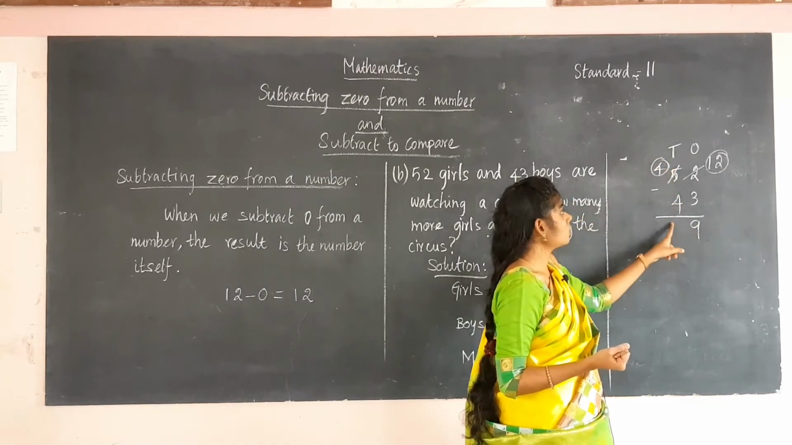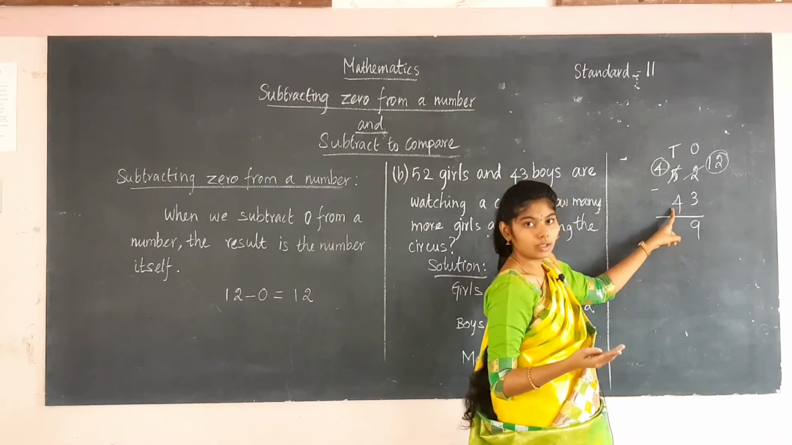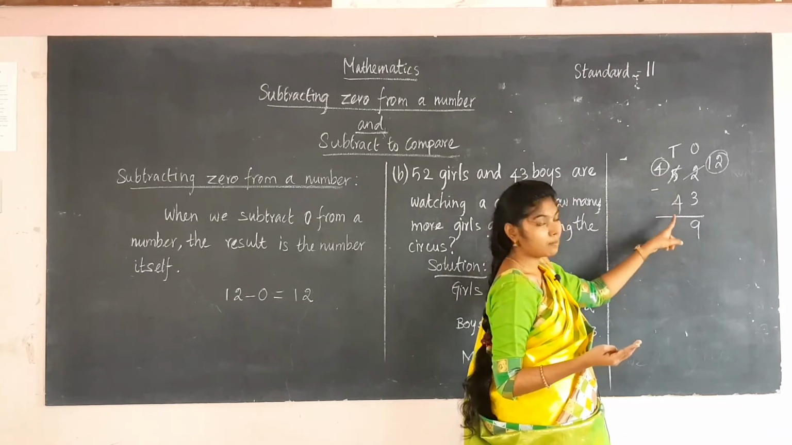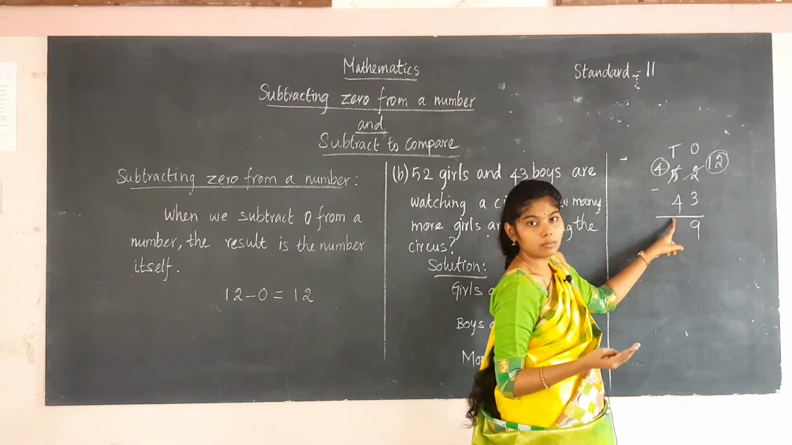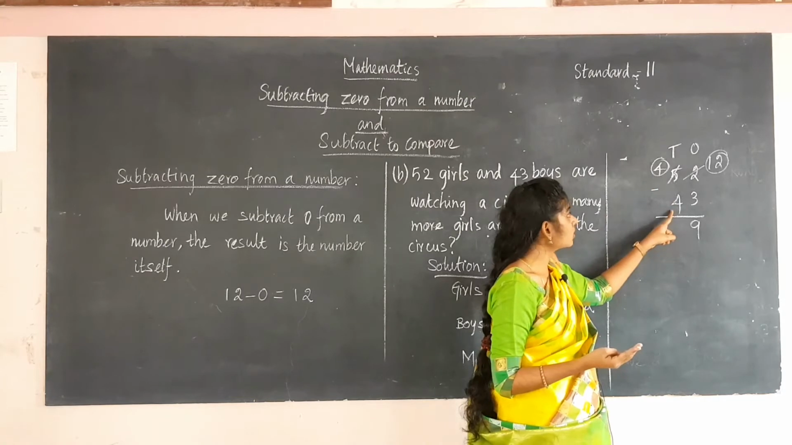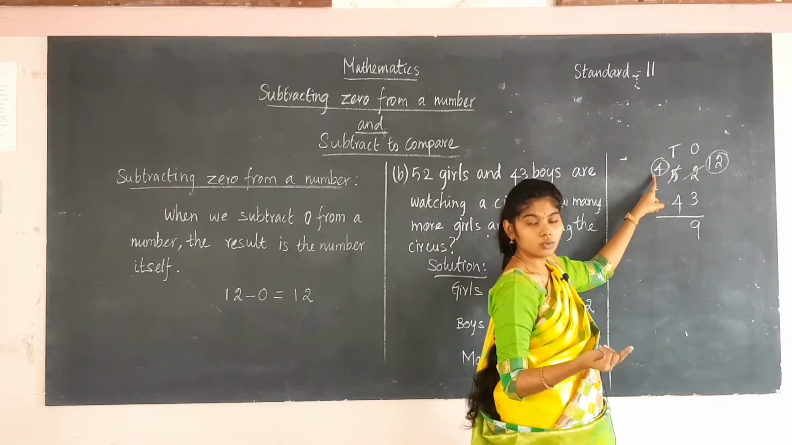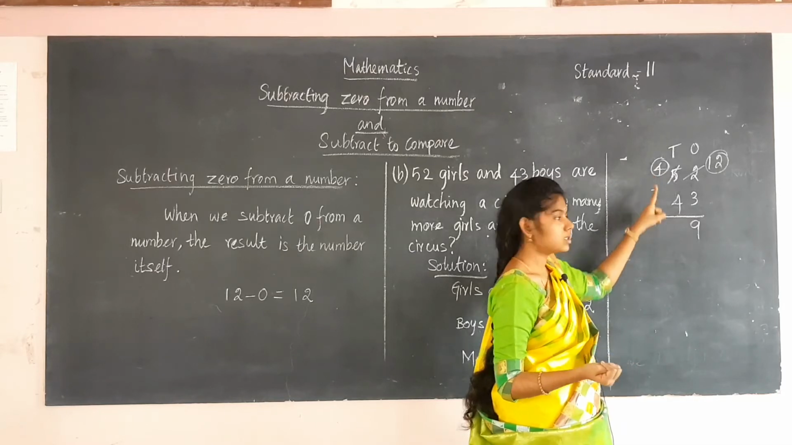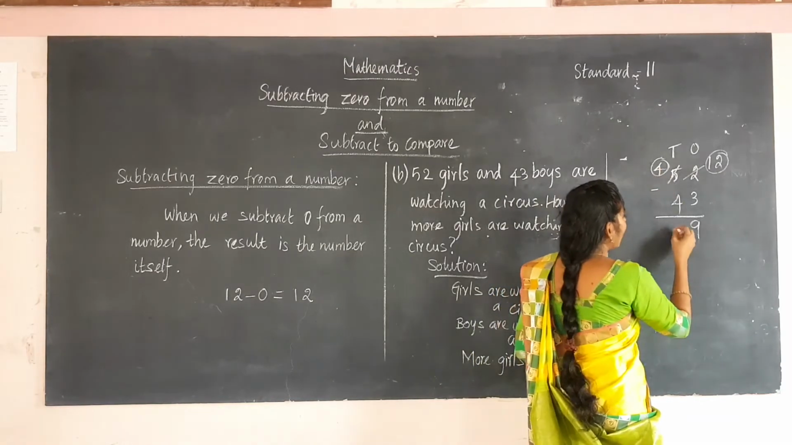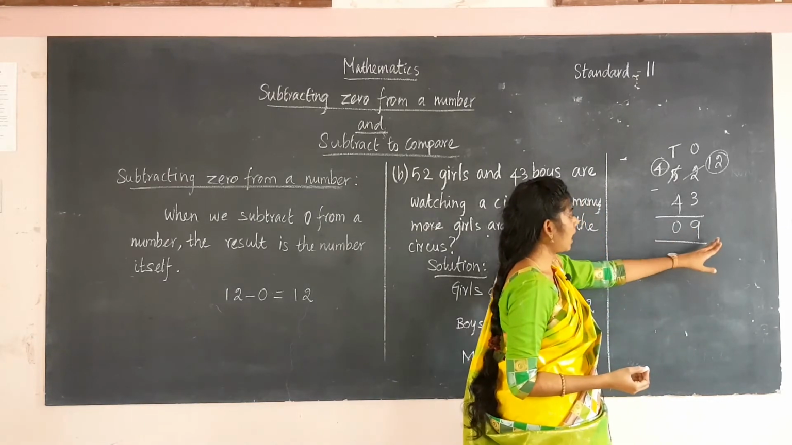And now we have to subtract in the tens place. So 4 in the mind, 4 on the fingers. 4 minus 4, the same number subtracted from the same number, means your answer will be 0. See here, 4 is given, 4 is given. If we count the numbers before 4, it is 3, 2, 1, 0. So when we subtract the same number from the same number, you will get 0. So the answer is 9.